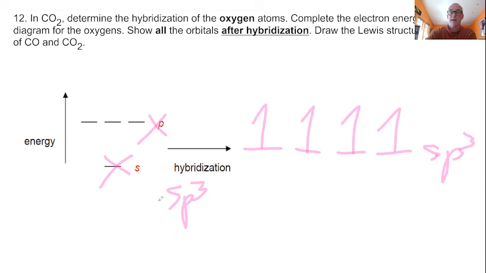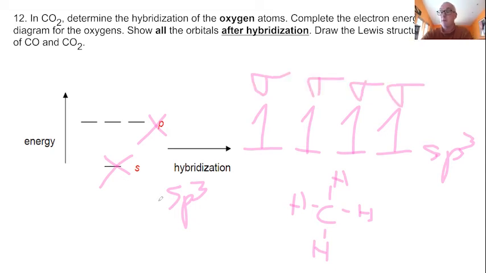And in methane, how many sigma bonds does carbon make? 4. They're all sigma bonds because they're single bonds, right? All single bonds are sigma bonds. So it makes 4 sigma bonds. And they're all the same.